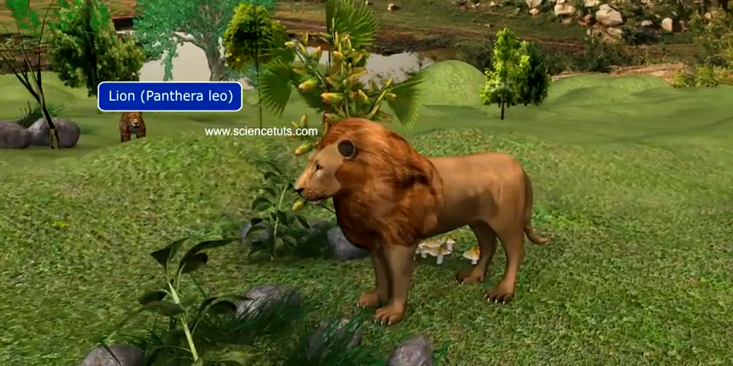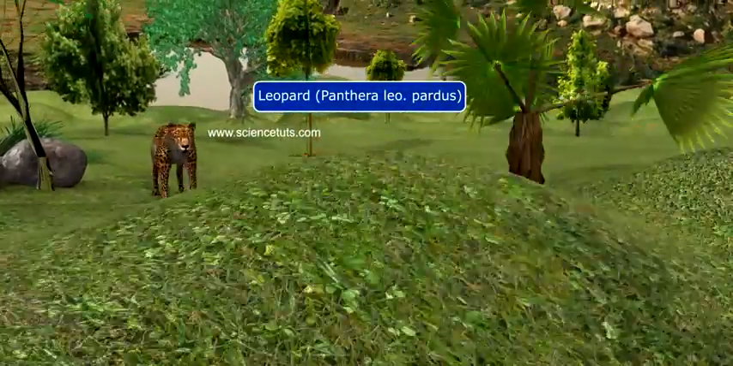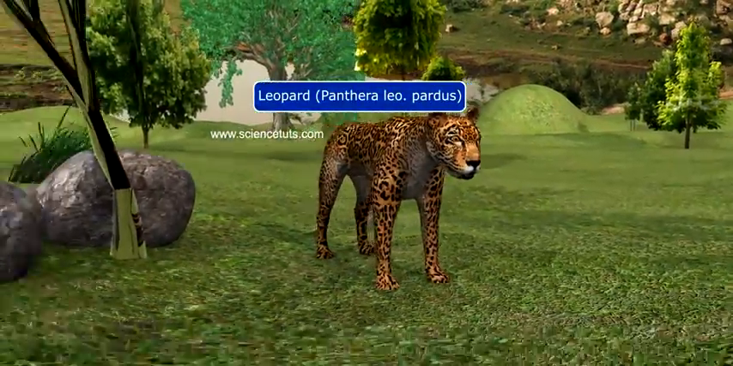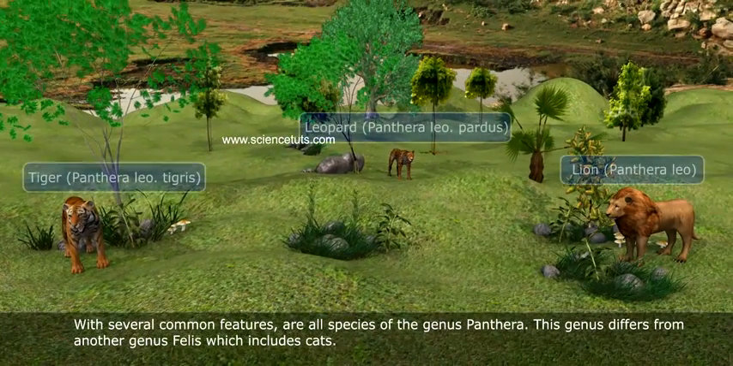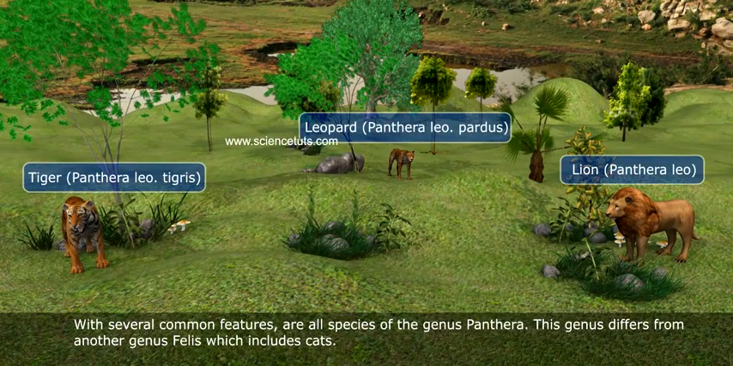Lion, Panthera leo, leopard, Panthera pardus, and tiger, Panthera tigris, with several common features, are all species of the genus Panthera. This genus differs from another genus, Felis, which includes cats.